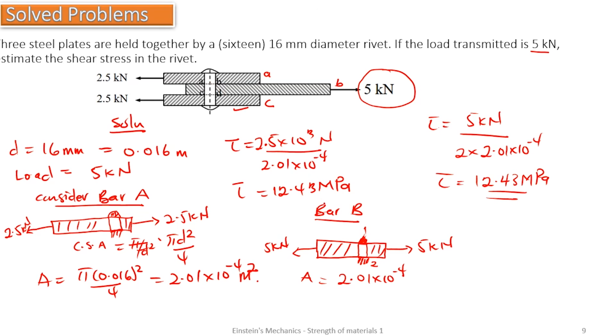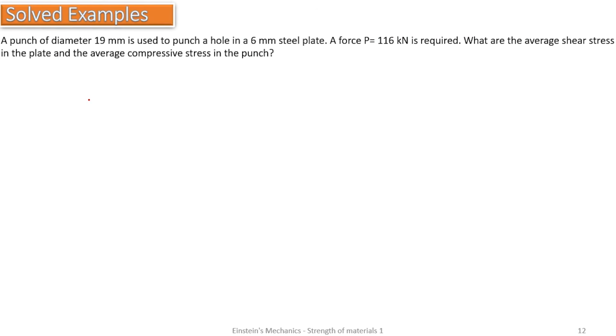Let's solve another example. Example 2. A punch of diameter 19 millimeter is used to punch a hole in a 6 millimeter steel plate. A force P of 116 kilonewton is required. What are the average shear stress in the plate and the average compressive stress in the punch? This is quite interesting. So let's get our parameters, or we can draw a free body diagram for this problem.